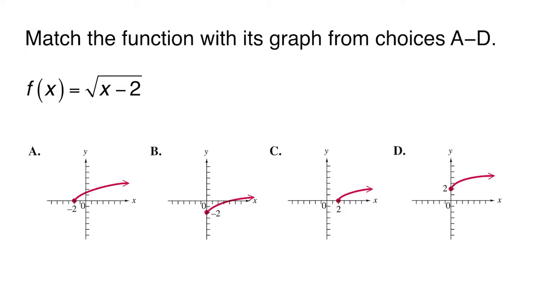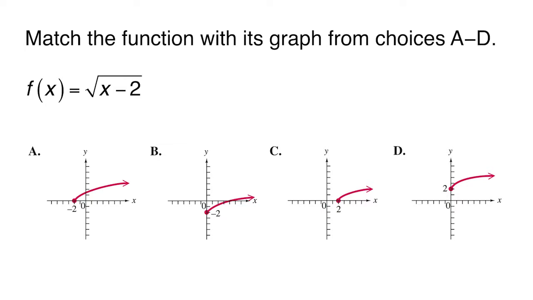B, which has the general shape of the square root function but the starting point at 0, -2, C, which has the general shape of the square root function but has starting point at 2, 0, or D, which has the same general shape as the square root function but starts at the point 0, 2.